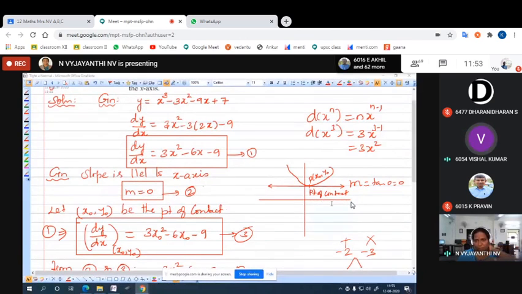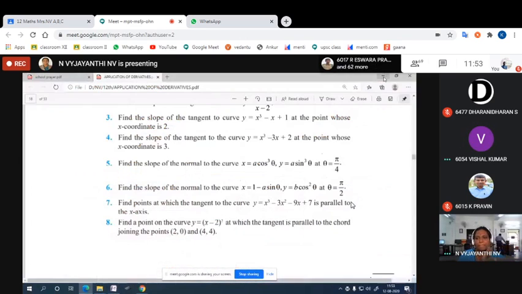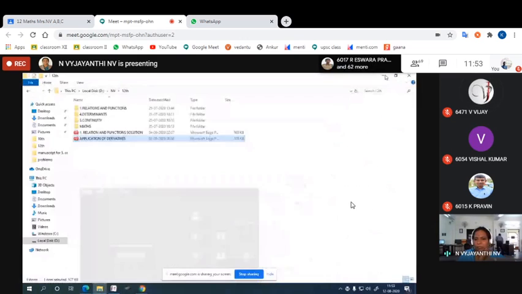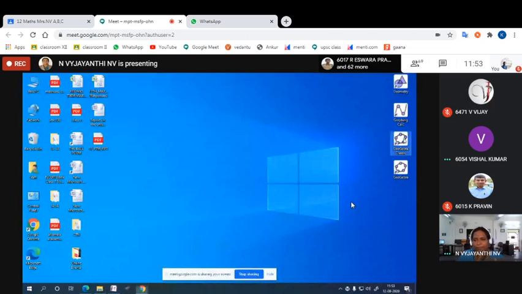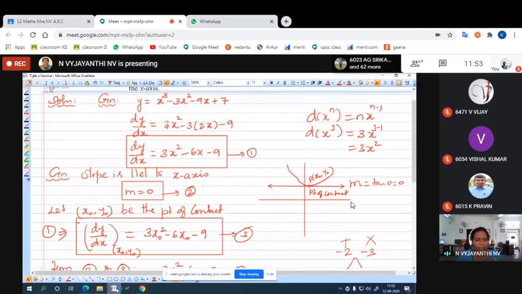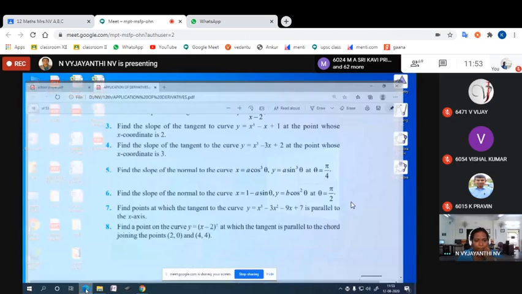You want to see the real graph of this one? You all have GeoGebra, no? You can try it. By the time let it open, we'll move on to the next problem. What is the next sum?